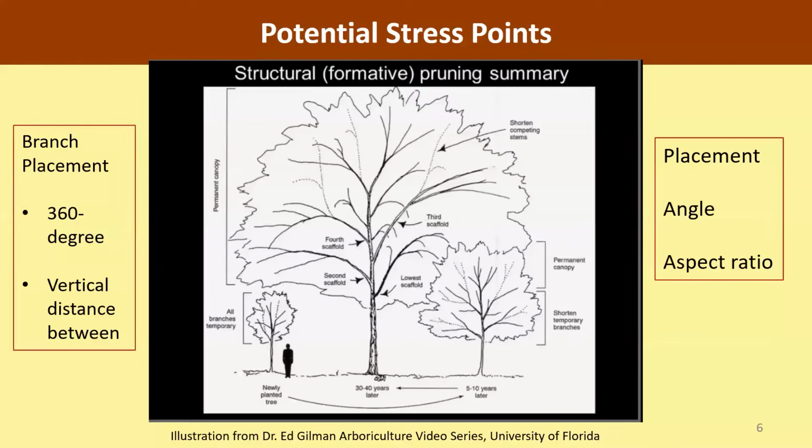Anywhere 2 branches come together in a tree is a potential stress point. We can determine the strength of a connection by assessing 3 things: the branch placement, branch angle, and aspect ratio. For placement, check where the branches are connected and check the vertical distance between the branches. The ideal pattern is to have branches all the way around the trunk to maximize sunlight and enough vertical distance between them to minimize competition.